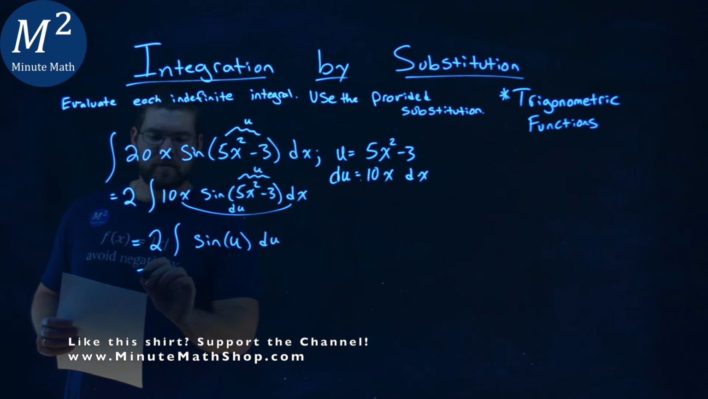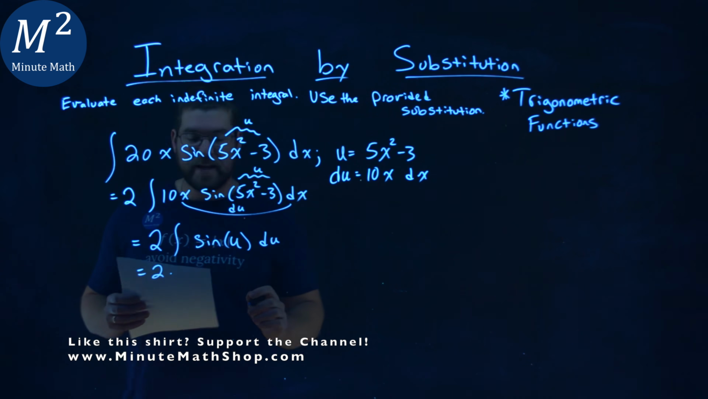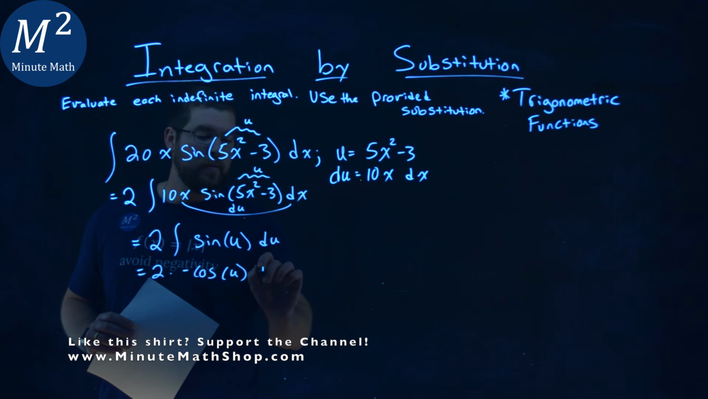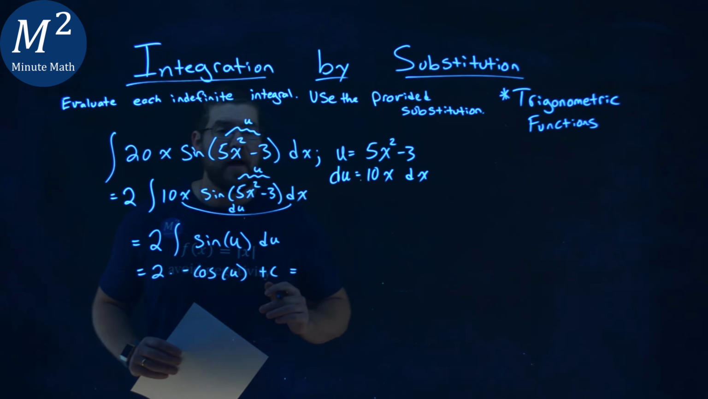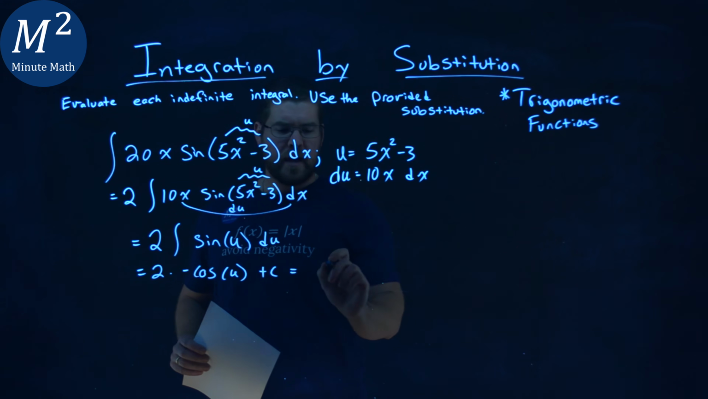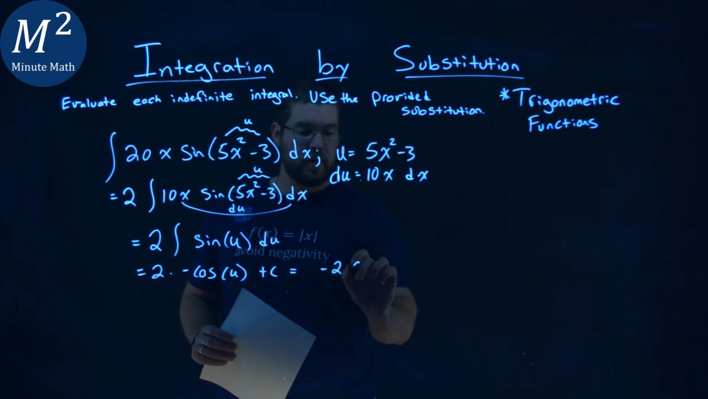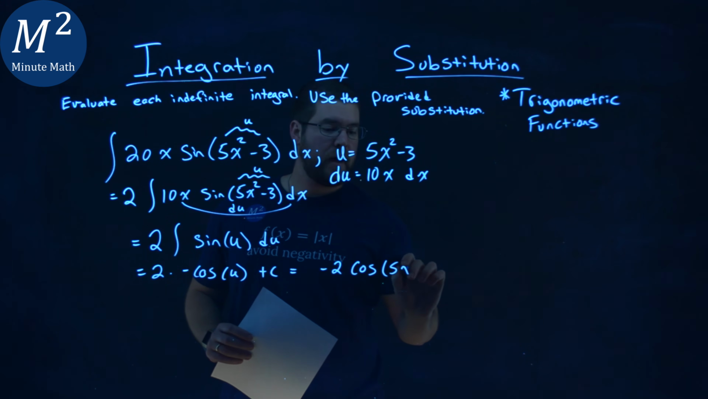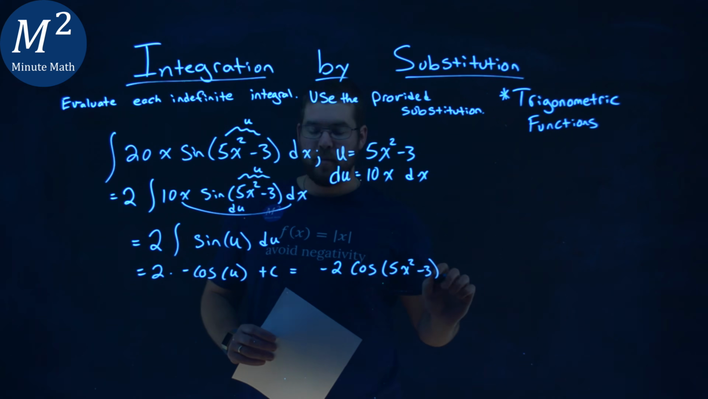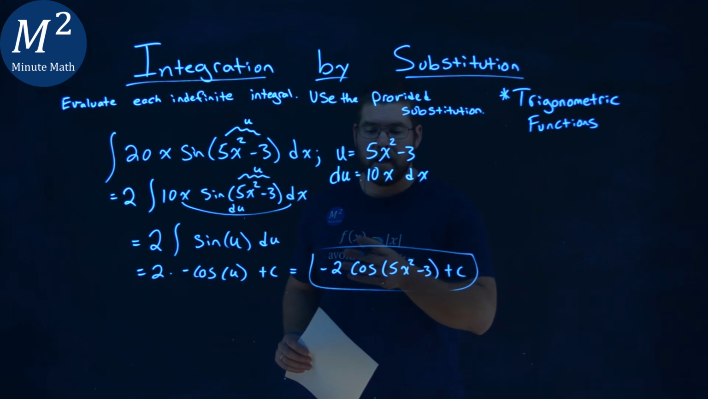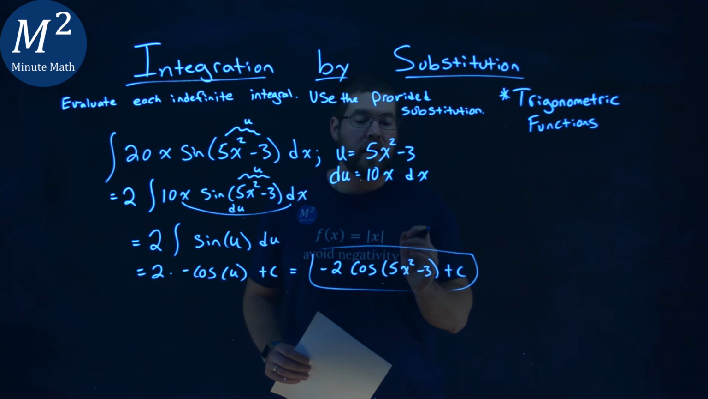The integral of sine is a negative cosine. So we have negative cosine of u, and then we have a plus c. At this point, we just have to plug our u value back in. So we have a negative 2 out front, times the cosine of our u value, which in terms of x is 5x squared minus 3, plus c. And there we have it. Our final answer here is negative 2 cosine of 5x squared minus 3 plus c.